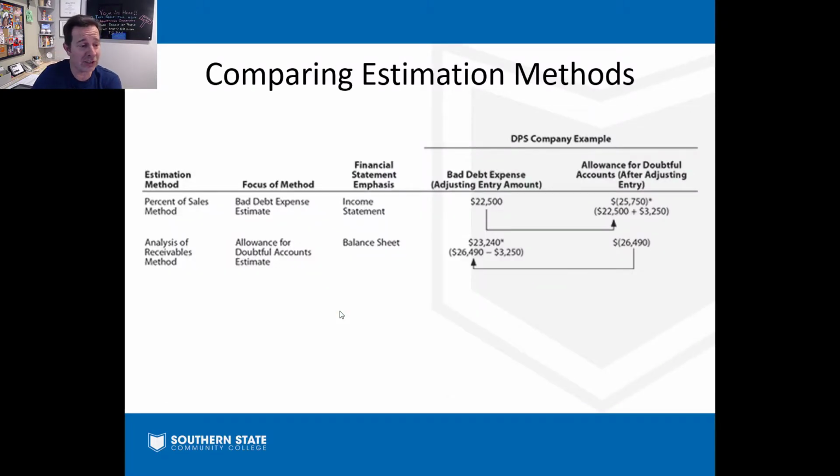When we compare the two methodologies here, again, percent of sales is an income statement method focused on an income statement account, bad debt expense. The analysis of receivables, our aging of accounts receivable, that's a balance sheet method focused on the allowance for doubtful accounts estimate. You get slightly different amounts when you do the two. But that's the idea. In reality, what a lot of companies will do is they will maybe do the percent of sales method every quarter, and then at the end of the year, do an aging of receivables and then tweak it. So they do a mix of the two, and that's totally okay.